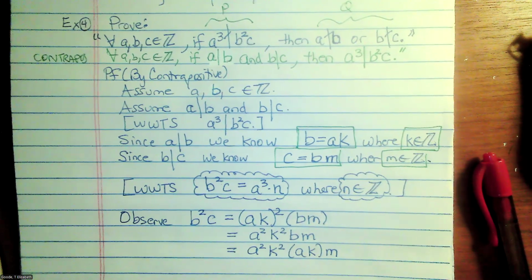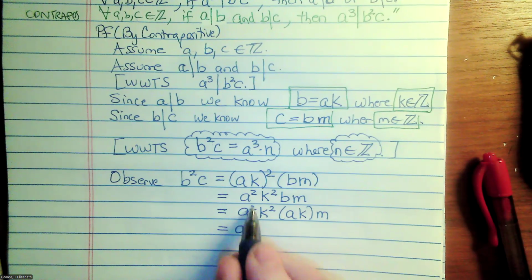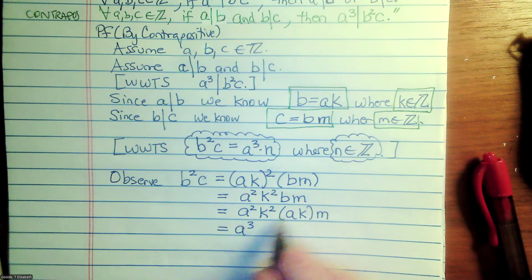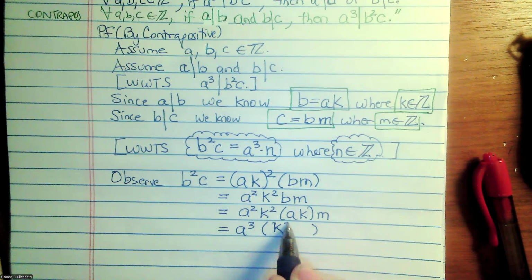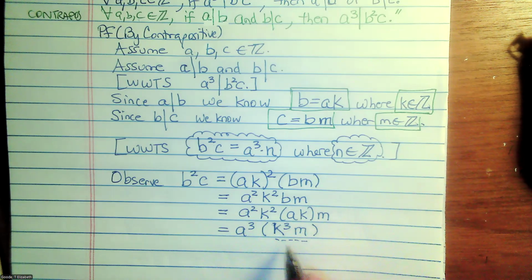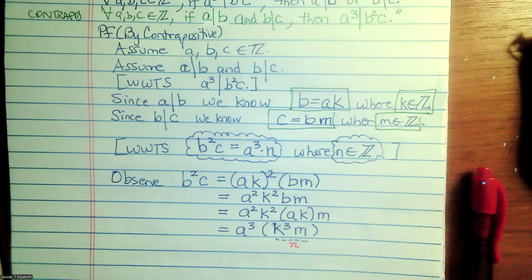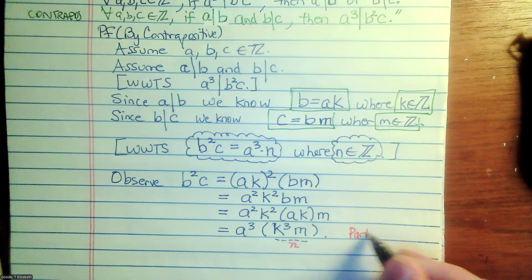That's good. So now we've got three copies of A, right? We've got A squared times another A is A cubed. And then what do we have left over? What's the other factor going to be? We took out the A. It's K cubed and M. Times M. Great. And that's going to be our integer n, isn't it? Yes, it is. So we've just satisfied part one of the definition of divides.